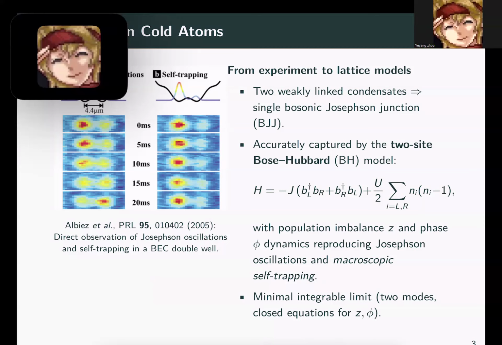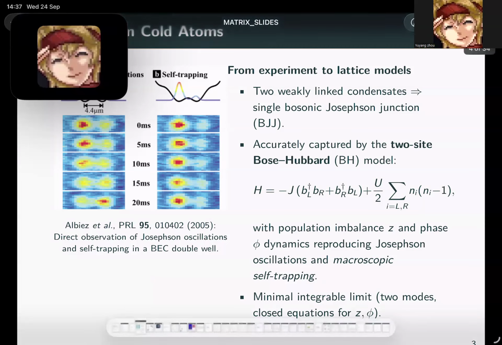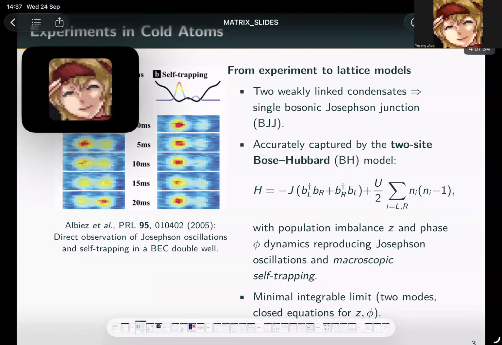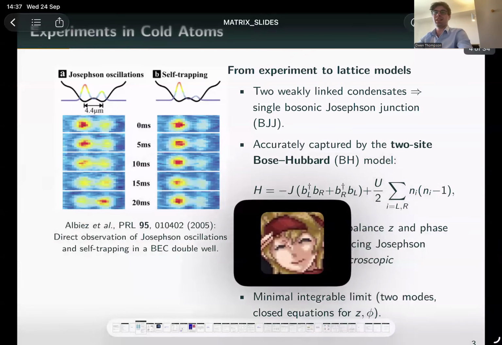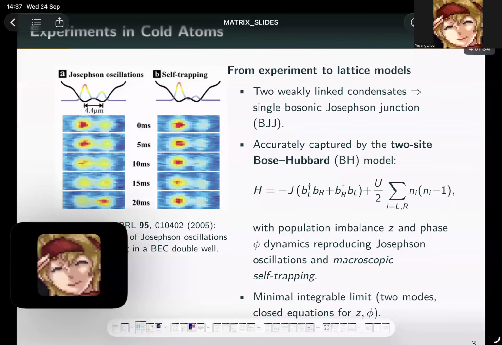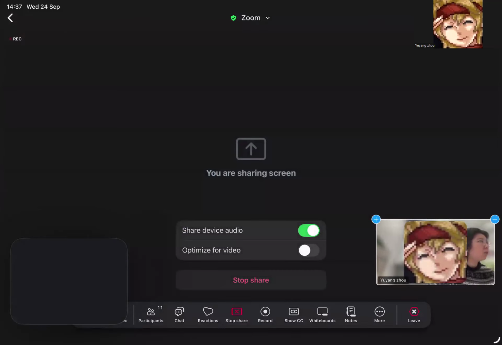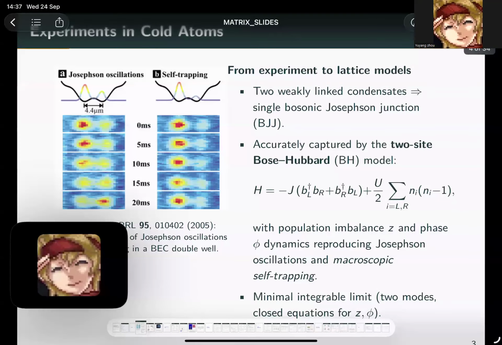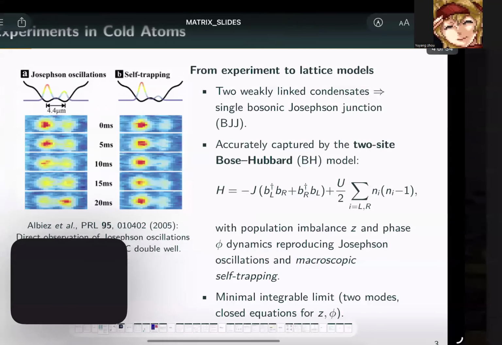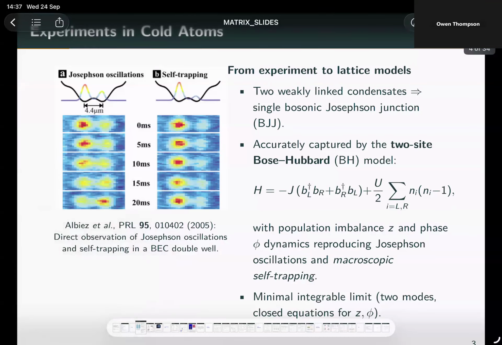Sorry, Owen, I think my image is in the way of the top left of your slides. Yes, is it possible to turn it off in some way? Maybe move them around. Oh, wait, it's gone. Yeah, thank you. I don't know how that happened.